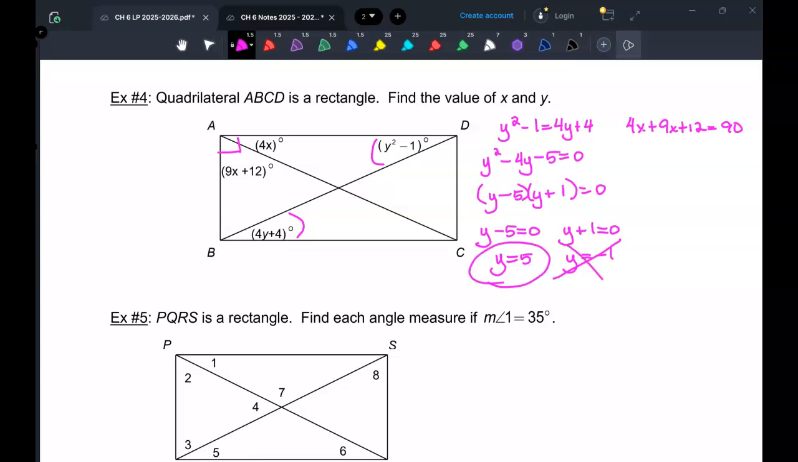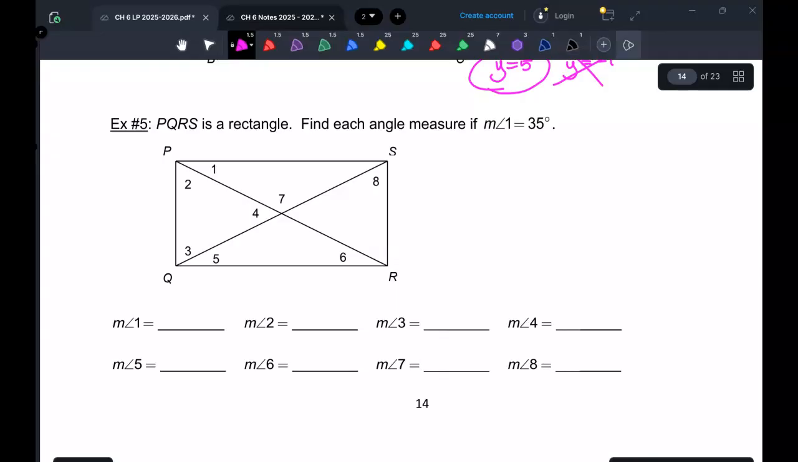Some people switched them around and some people got the wrong sign. Okay, here we get 13x equals 78. 78 divided by 13, 6. I think someone beat you to that. It's okay. We don't have to be the quickest. We want to make sure we're accurate.